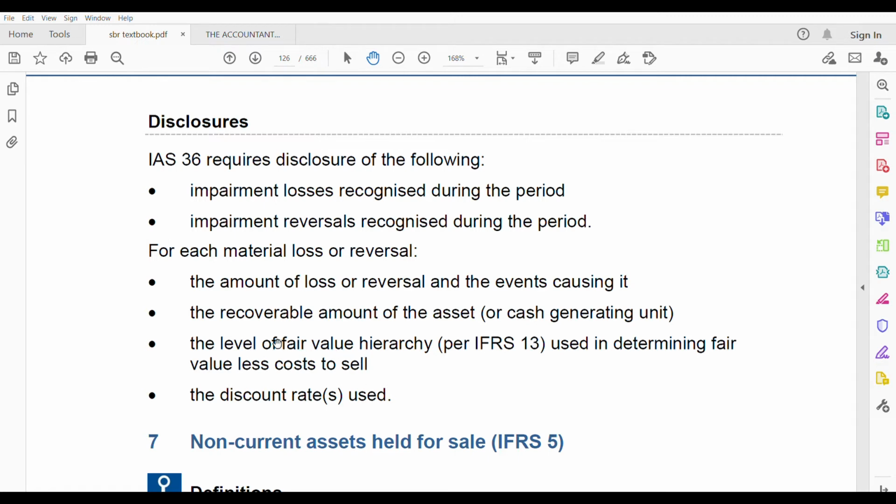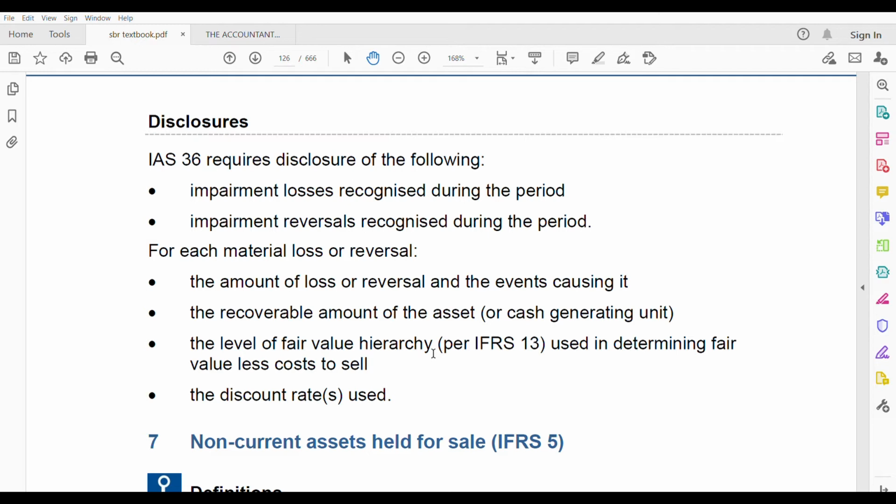The level of the fair value hierarchy used in determining fair value less cost of sale. You need to determine fair value to find impairment, because it is fair value less cost to sell or value in use. So to determine that fair value, we have three levels. I don't know whether you have gone through IFRS 13 or not. Definitely my SBR students know this. If you have gone through the fair value IFRS 13, level 1, level 2, level 3. So which level are you using to determine the fair value? That you need to write.